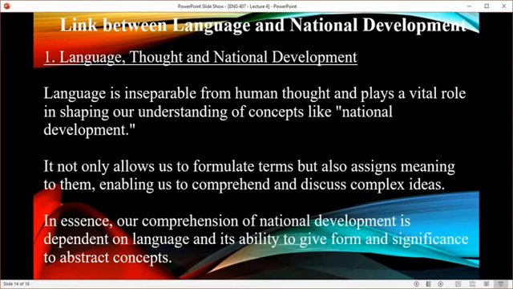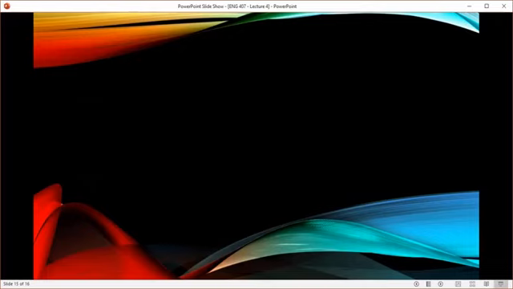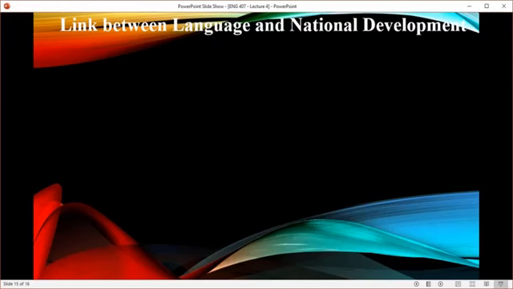So it will both allow Nigerians, in this case, to formulate terms and concepts that will help them to achieve the objective they have set out, and as well comprehend and discuss complex ideas about the achievement of those objectives. Therefore, the comprehension of national development is dependent on language. If we don't understand what it means to achieve national development, there is little we will contribute towards the achievement of it. But language has provided itself as a useful tool for us to achieve that.